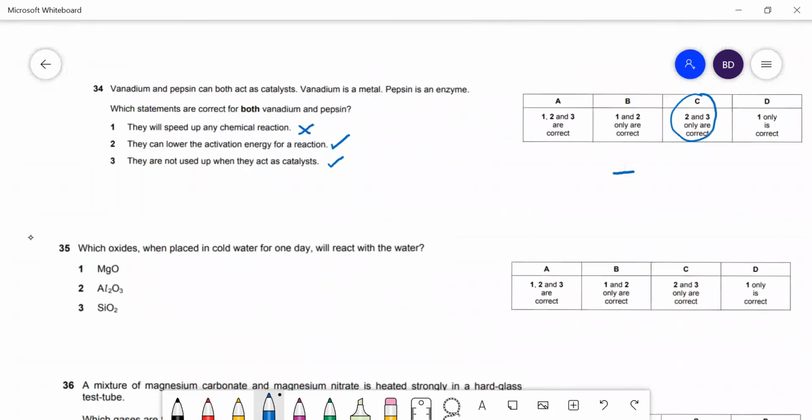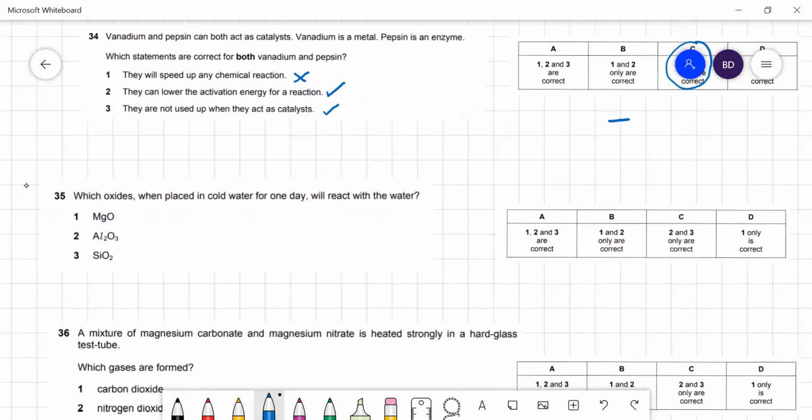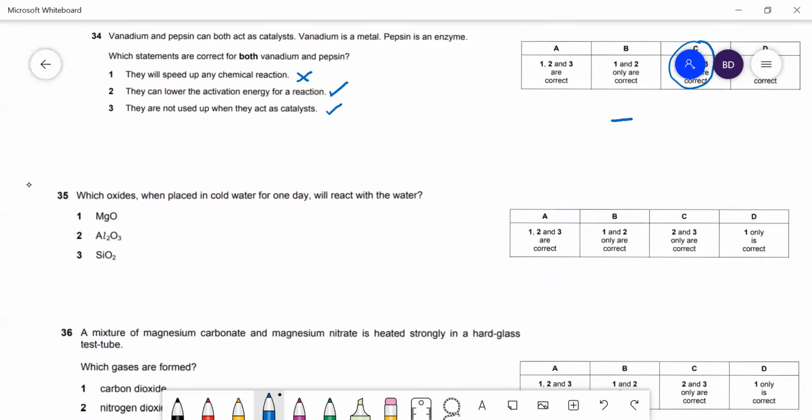Okay, which oxides, when placed in cold water for 1 day, will react with water? You've got magnesium oxide, aluminium oxide, and silicon dioxide. Okay, so this is about your period 3 oxides, right? Silicon dioxide won't react with water at all. Aluminium oxide won't react with water at all.